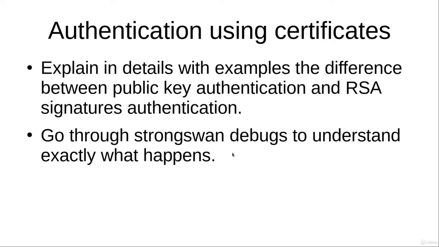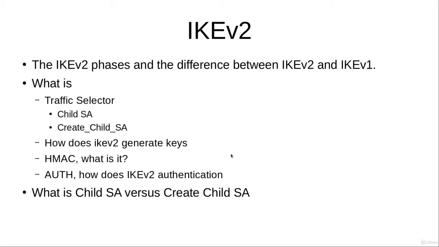After understanding the certificate authentication in IKE version 1, it will be time to talk about IKE version 2. IKE version 1 had a wide variety of issues. We will explain in details what IKE version 2 is. We will go over the phases of IKE version 2 and understand the concepts of traffic selectors as well as child SA, and create child SA.